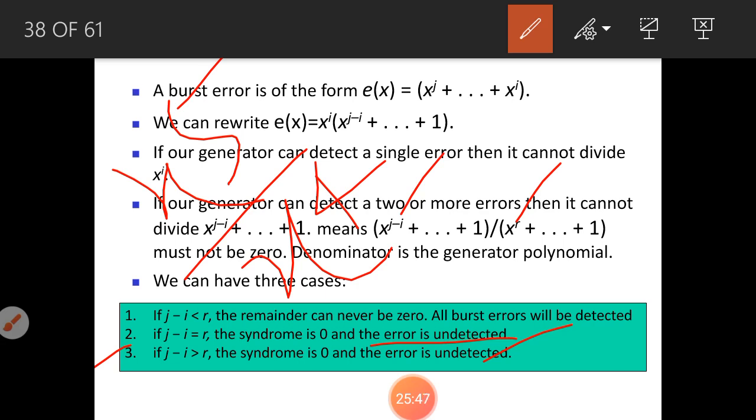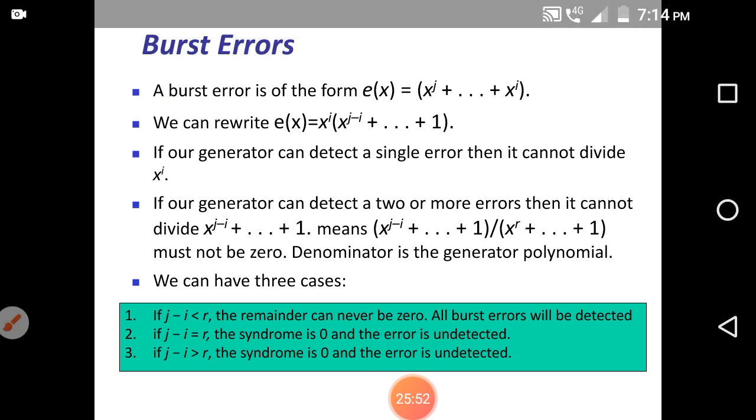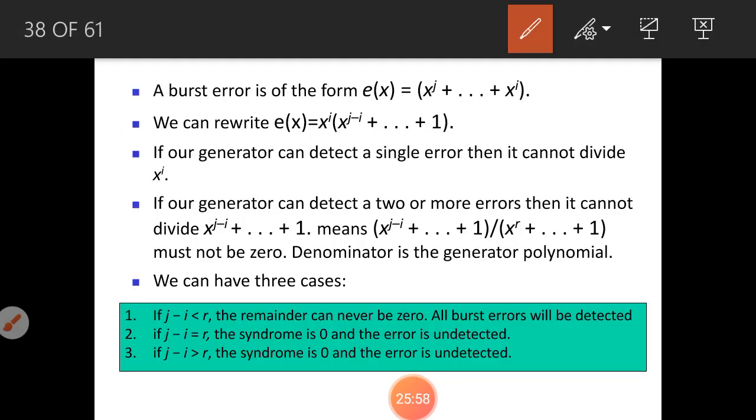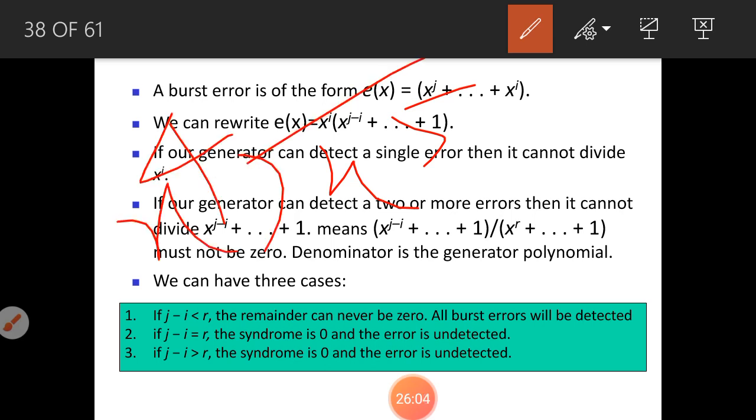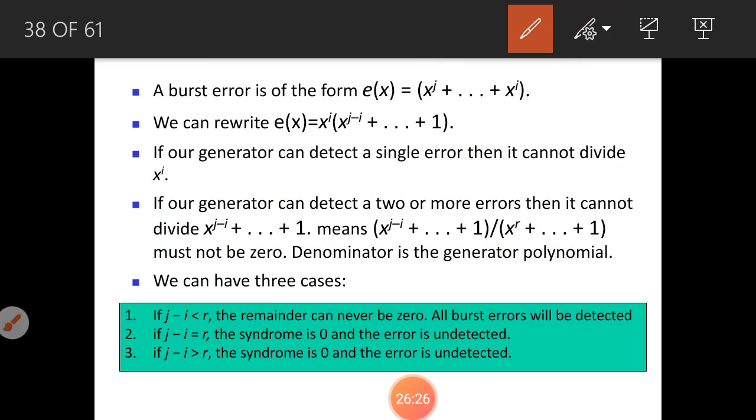Okay, so there may be a possibility when dividing. For example, x raised to 5, x raised to 4 multiplied with x, then you will get x raised to 5 as 0. The remainder is 0 whenever the numerator degree is greater than the denominator degree, then also we will get the remainder as 0, so then also the error is undetected.